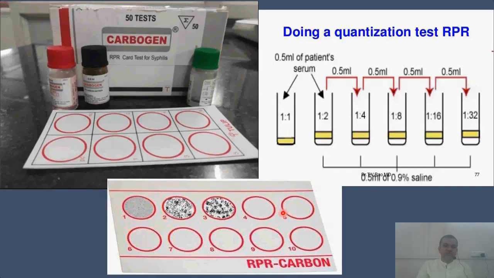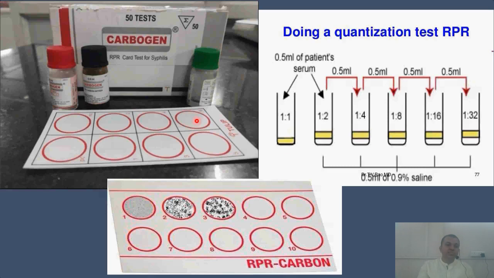The third advantage is that the antigen has charcoal, that is, carbon particles, with it. Therefore, it is a black particle. This is the test kit, a Carbogen RPR test kit for syphilis. This is a positive reagent. This is the negative reagent, already given in the kit, and this is the antigen, which has a black cap on the bulb. That is the antigen, which has carbon particles along with the cardiolipin antigen.